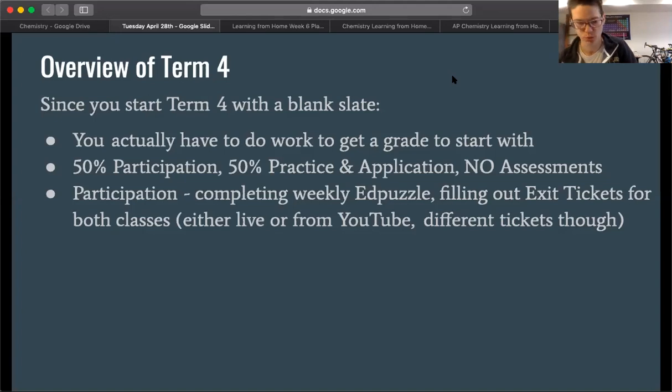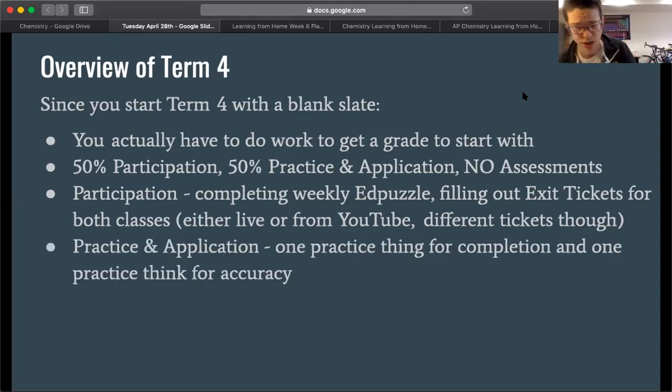Got you. Cool. Mr. Baskin? Yes, I'm sorry. Jameer. Is the exit ticket graded on accuracy? No part of participation is graded on accuracy, because that's why it's participation. Okay. So, practice and application.